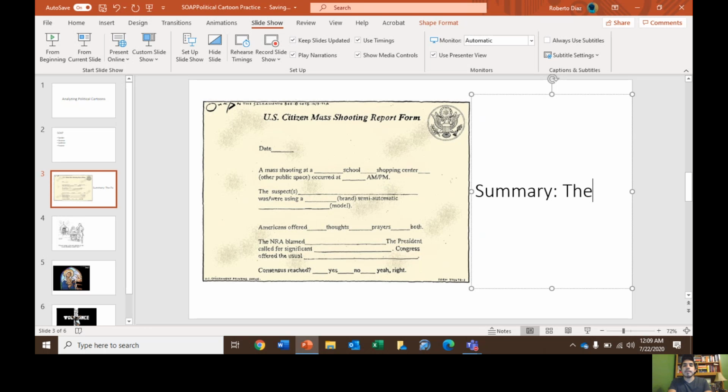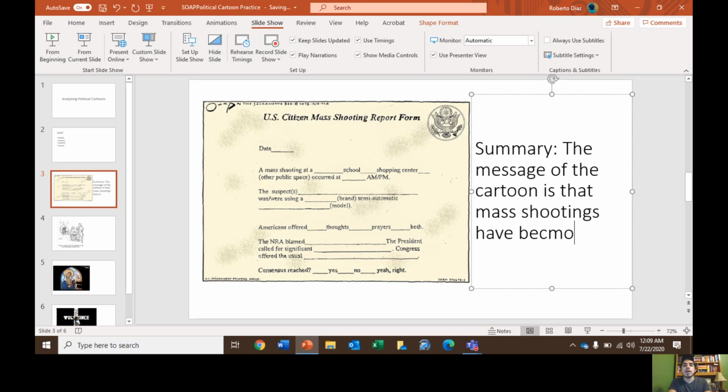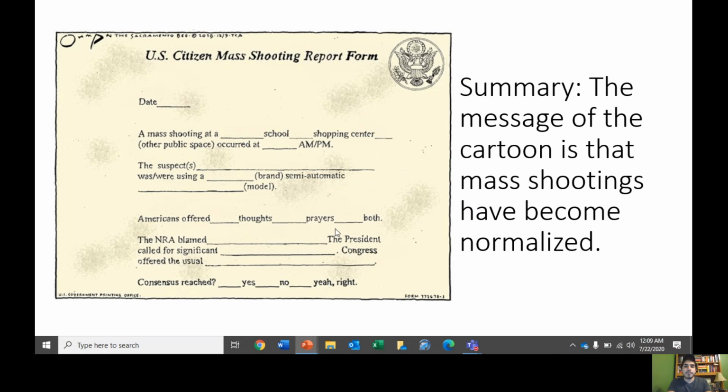The message of the cartoon is that mass shootings have become normalized. And I'll talk about what I mean by that shortly. So that's the summary I came up with. What do I mean by this? Mass shootings have become normalized. And how do I get this, right?